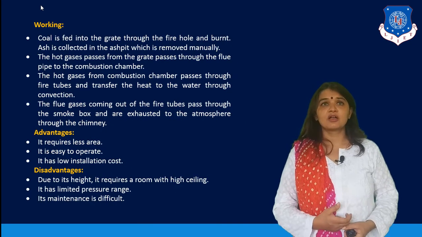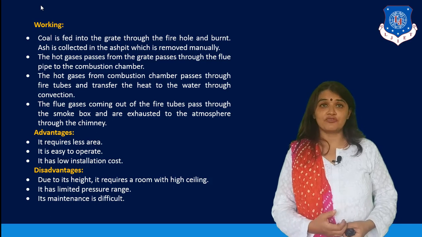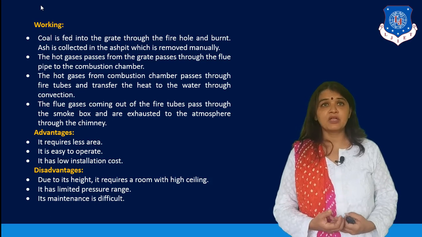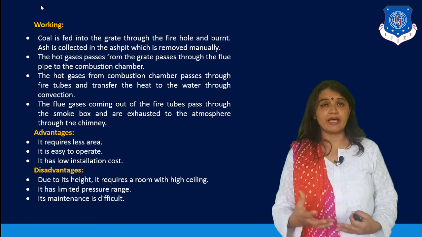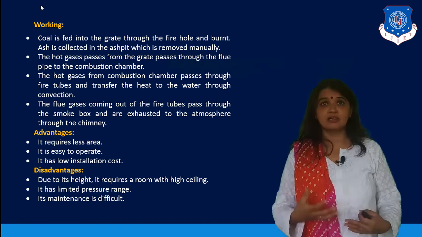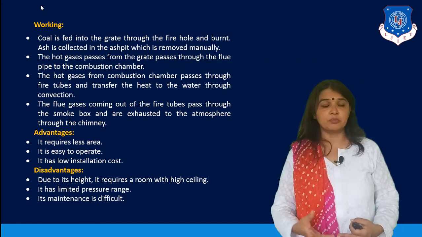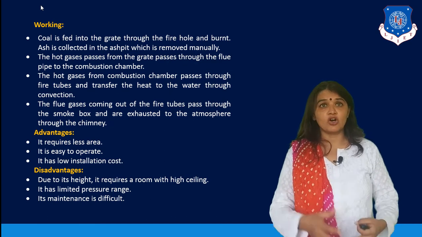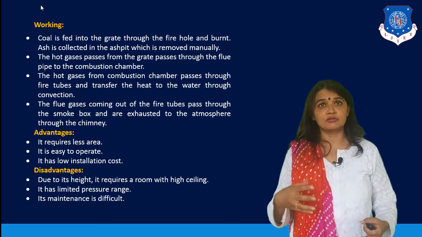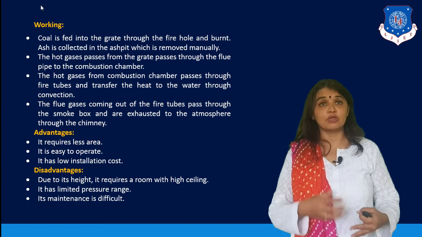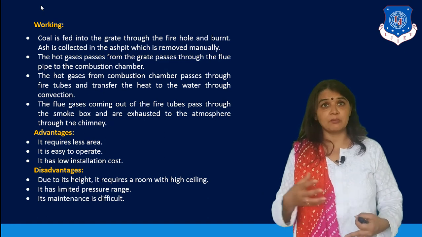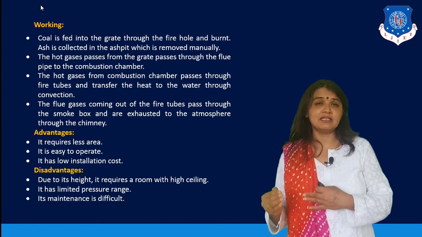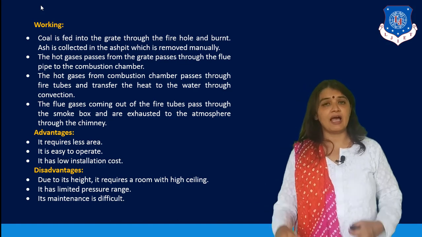Now the working of the entire boiler is described. As you can see here, it describes what happens. First the coal is fed into the grate through the fire hole and it is burnt. Ash is collected in the ash pit. Then the hot gases pass through the grate and then through the pipes and the combustion chamber. So the entire process is explained step by step, and how everything happens.